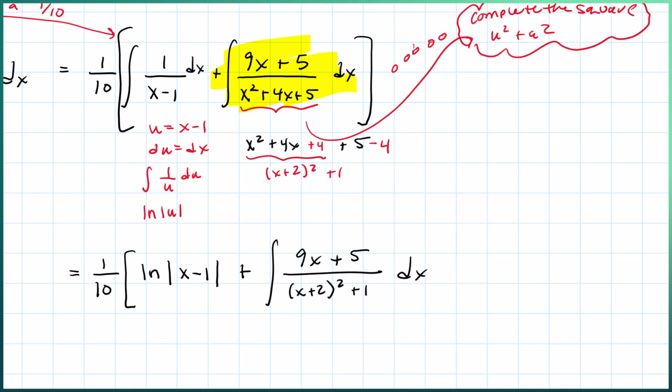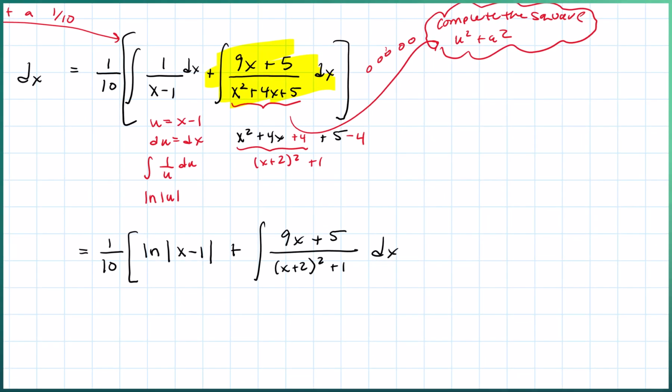So I'm looking at that and I'm thinking, whew, man, that's still not integrable because I have the 9x plus 5. But at this point, I do want to write that as u squared plus a squared.